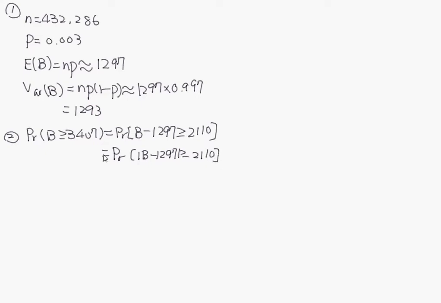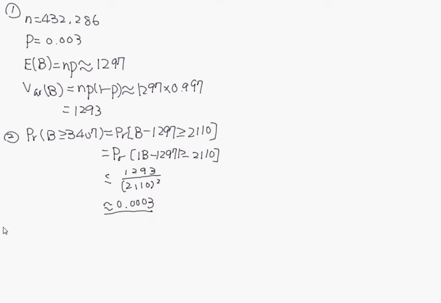2,110. And we can use the Chebyshev inequality, and this is smaller or equal to the variance, which is 1,293, over 2,110 squared, and this value is about 0.0003, and we can see that this value is very small. Okay, so this is the second part.